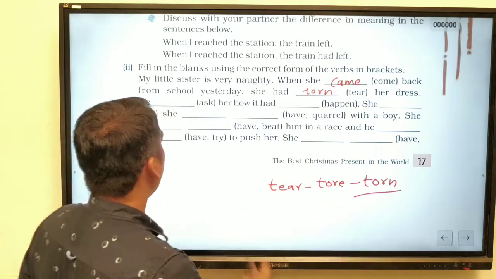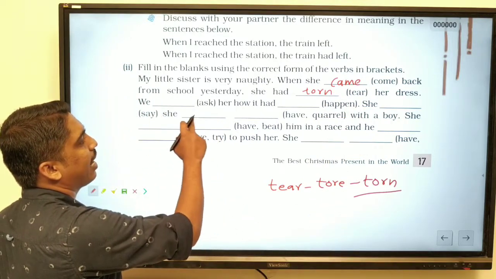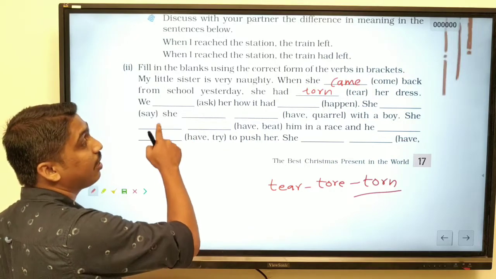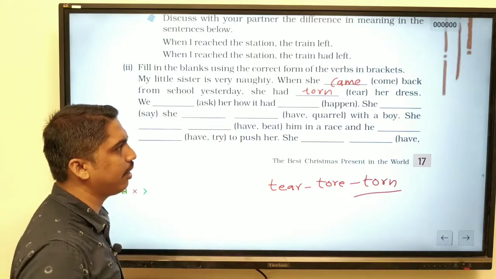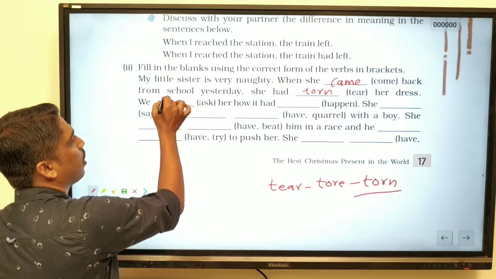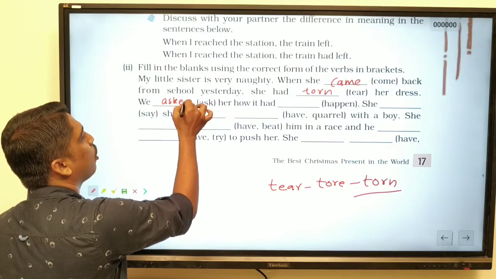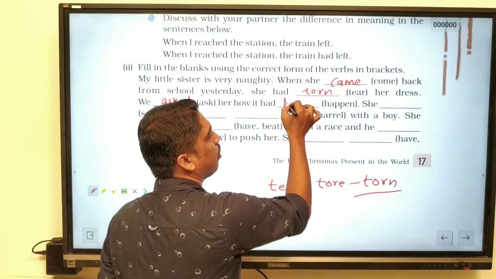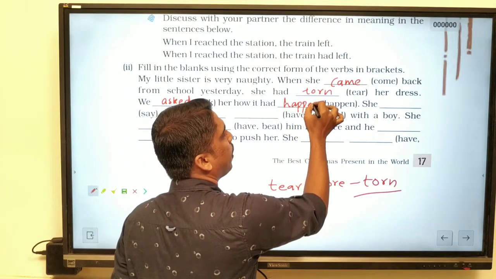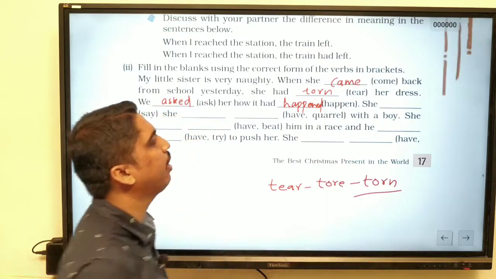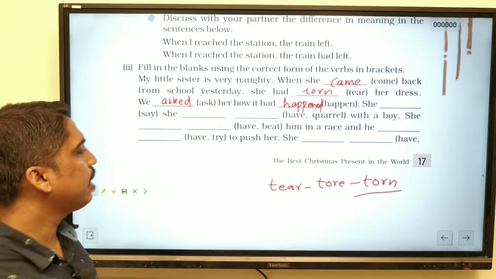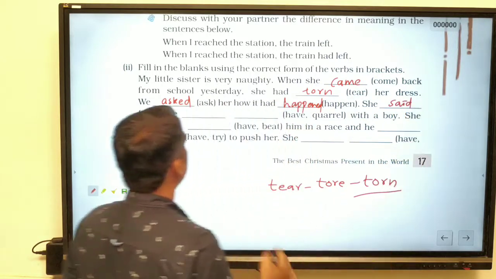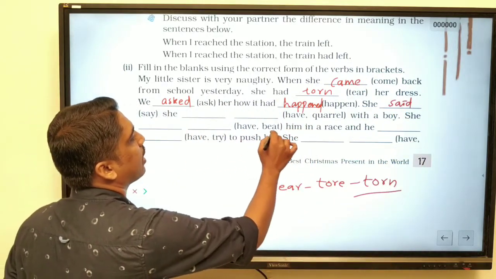Understand? Now, we dash her how it had dash. We ask, ഇവിടെ എന്തായിരിക്കും? ഇവിടെ സിമ്പിൾ പാസ്റ്റ്, ഹാഡ് ഇല്ലല്ലോ. We asked her how it had വന്നു കഴിഞ്ഞാൽ ഇവിടെ പറഞ്ഞു പാസ്റ്റ് പെർഫെക്റ്റ്, happened. We asked her how it had happened. She say, അതിന്റെ പാസ്റ്റ് said, verb 2. She said she dash with a boy.